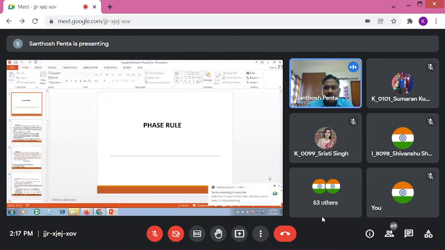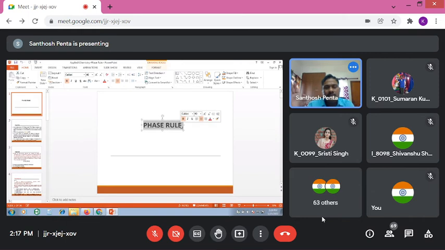Now, see what the contents are in this. Simply, what is the phase rule, and what is the application of phase rule to a one component system? There are different systems: one component system, two component system, three component system, but the other components are not in our curriculum. In our curriculum, only an elementary level portion is there. That is the phase rule, and the application of the phase rule to a one component system. That only we are going to discuss.